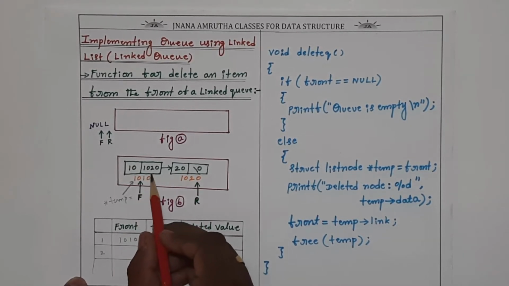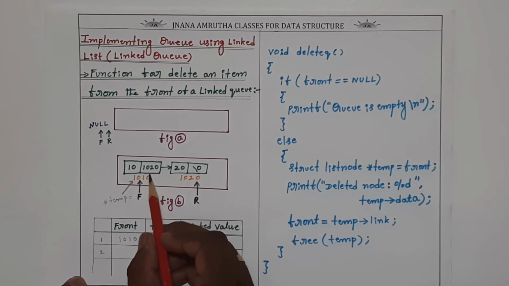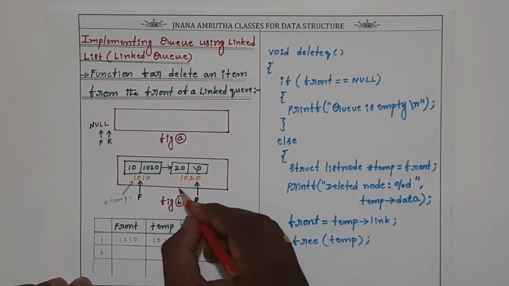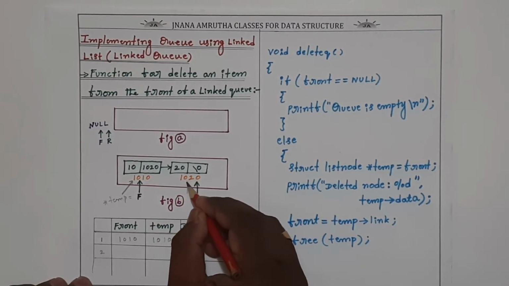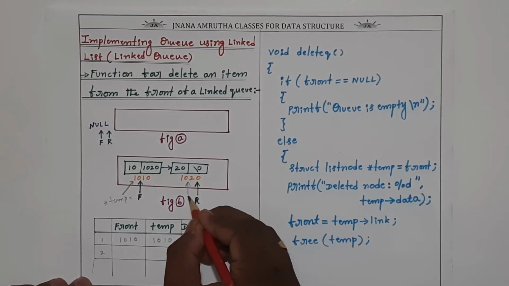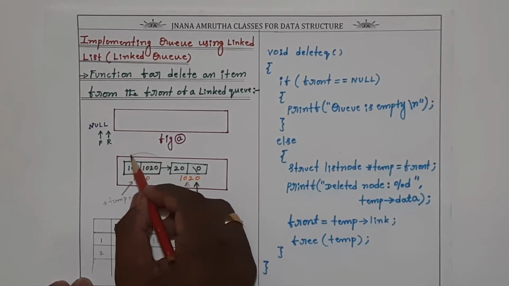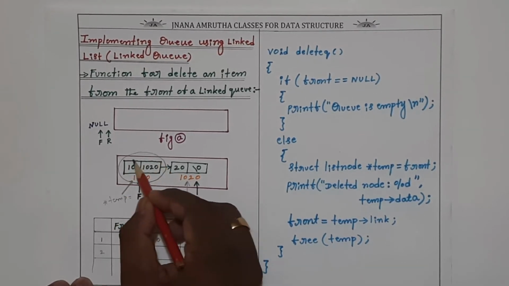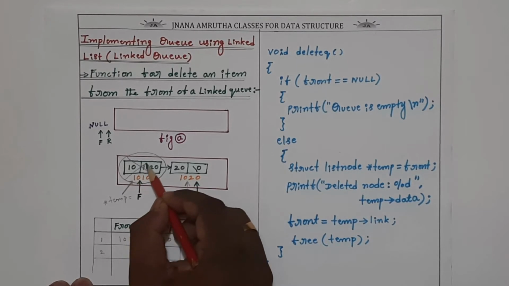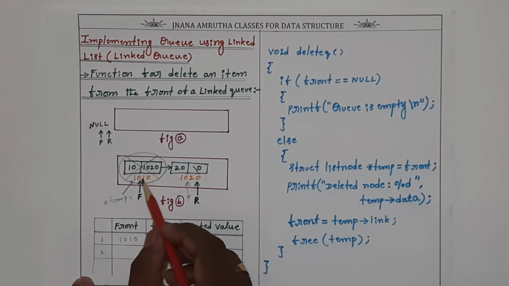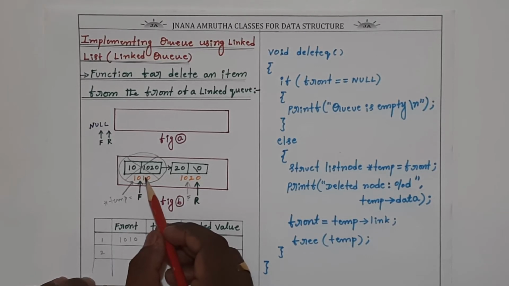How are we going to do that? For example, temp of link contains 1020, right? Now front equal to temp of link. By doing that, front is now pointing to 1020. Next, we are deleting this node from the queue. How? By using the free function: free temp. By doing this, we are deleting this node from the linked queue.